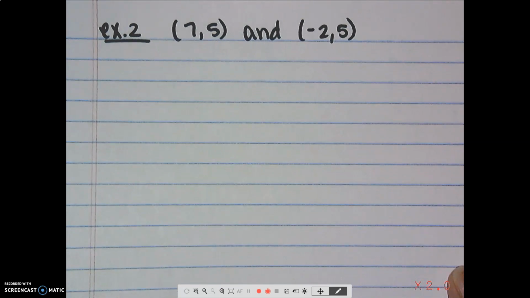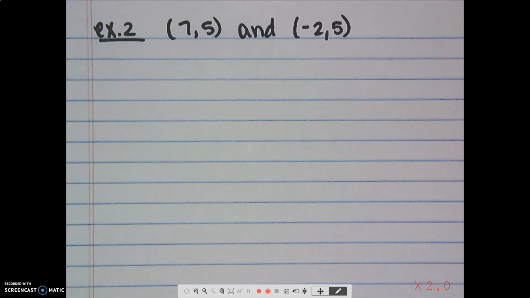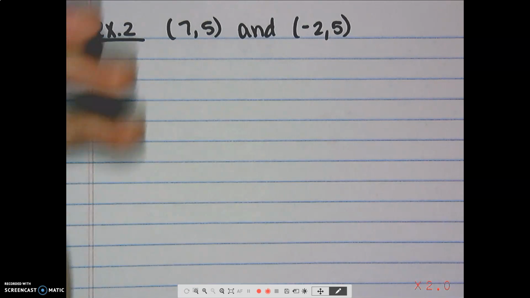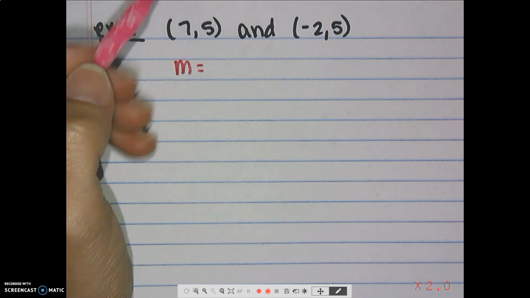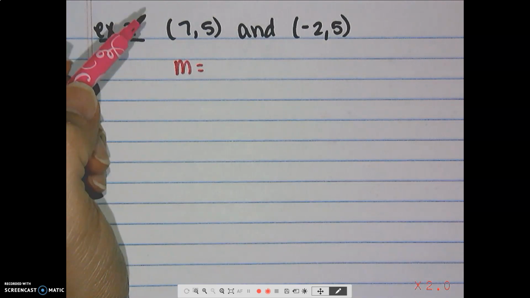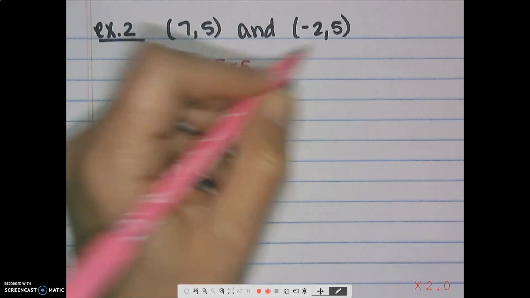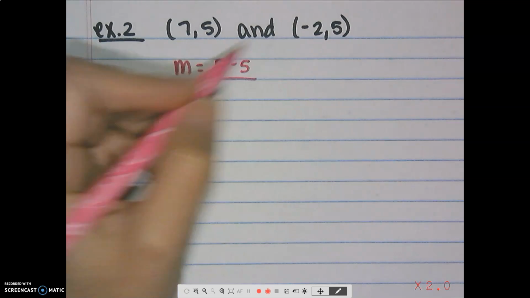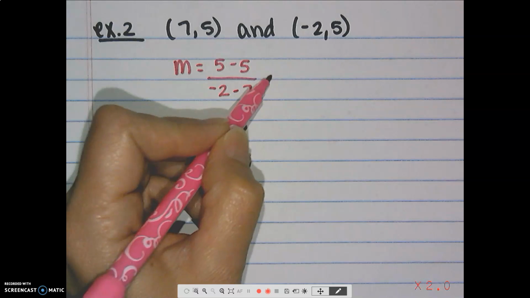All right, here we have the points (7, 5) and (-2, 5). And again, we're going to write our final answer in slope-intercept form. So the first thing we have to do is find the slope, okay? So again, it's going to be y minus y over x minus x. So I'm going to take 5 minus 5 over negative 2 minus 7.